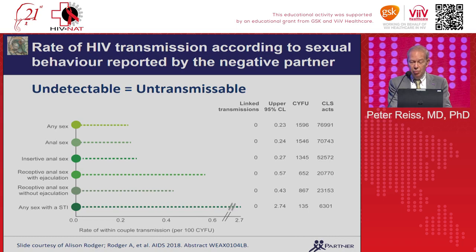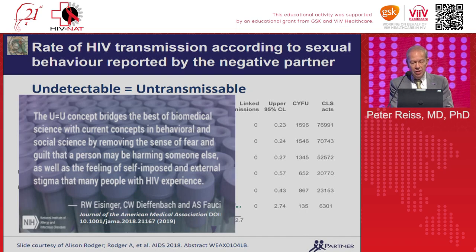2018 also was the year where the concept of undetectable equaling untransmittable, including in the setting of condomless anal sex, was definitively nailed after the presentation by Alison Rodger at AIDS 2018 of the final part of the PARTNER study. The social and societal importance of this study, as well as all the preceding scientific evidence underlying the concept of treatment and prevention, was eloquently expressed by NIAID Director Tony Fauci and colleagues in a paper published in JAMA just last week.